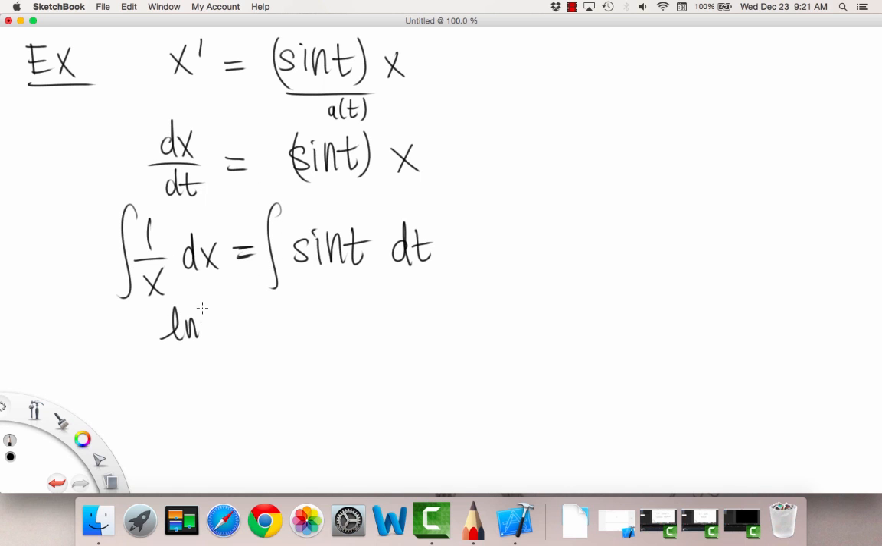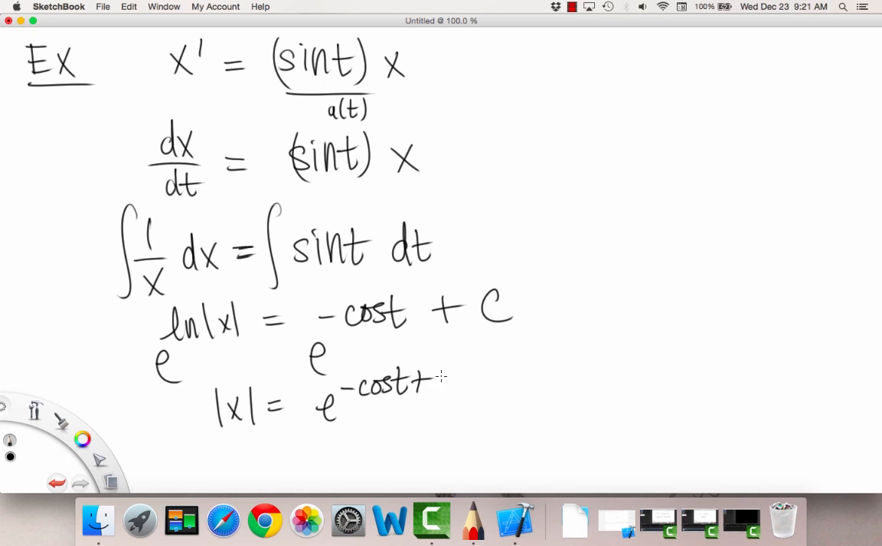So we get ln absolute value of x is equal to negative cosine t plus a c, of course. And then we're just going to exponentiate both sides, so we get absolute value of x is equal to e to the negative cosine t plus c.